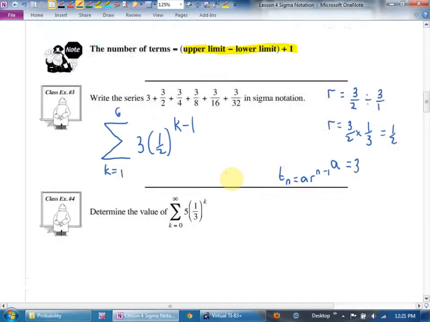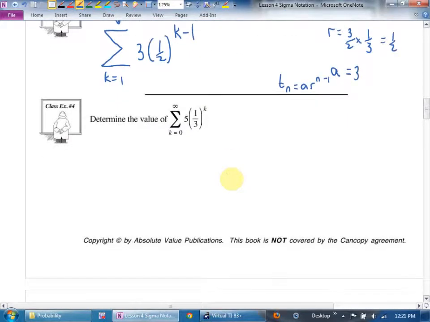Example 4. Now, in example 4, are they starting with 1? No, 0. I'll be careful. And in example 4, Jordan, how many terms are there in example 4? You guys with me? Okay, with me? Brett, how many terms are there in example 4? It's a trick question. K goes from 0 to what? Ah, this is an infinite sum like we did last day.